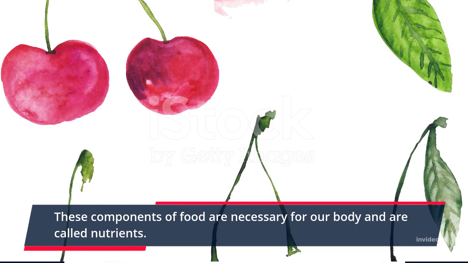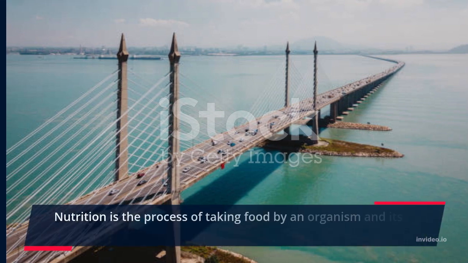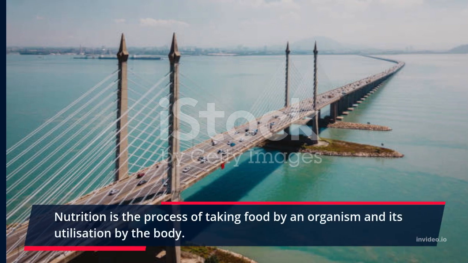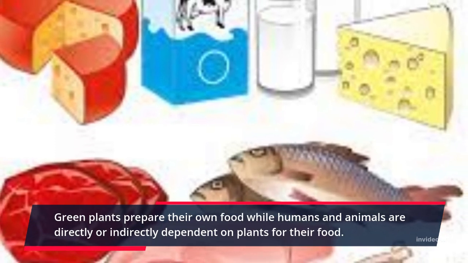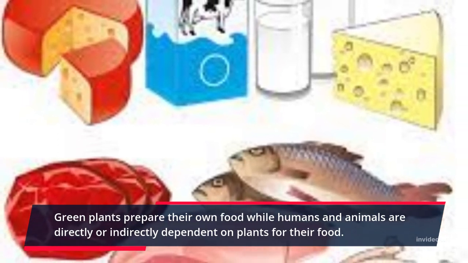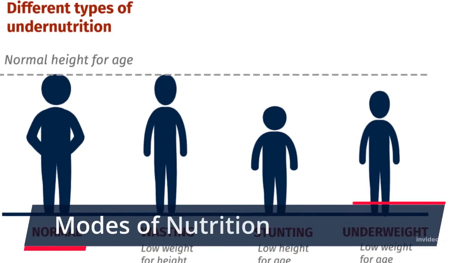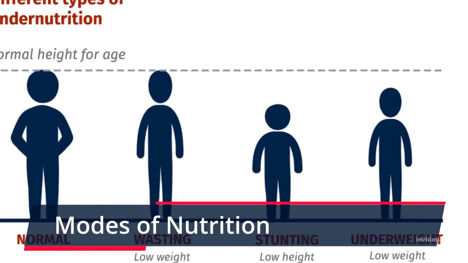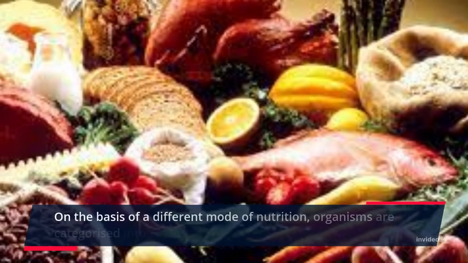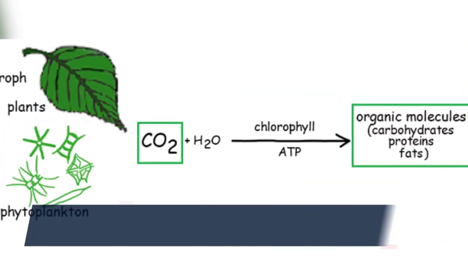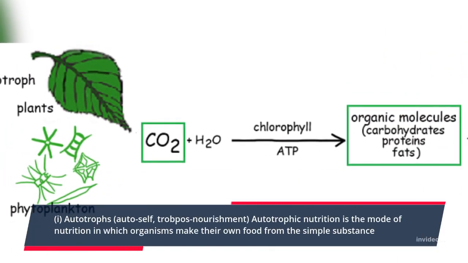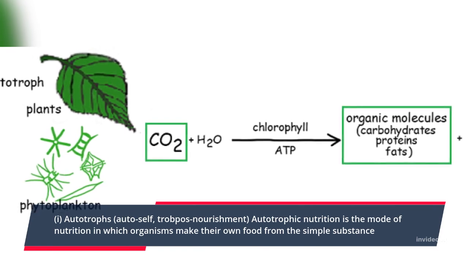Green plants prepare their own food, while humans and animals are directly or indirectly dependent on plants for their food. Modes of nutrition. On the basis of different modes of nutrition, organisms are categorized into two major types: autotrophs and heterotrophs. Autotrophic nutrition is the mode of nutrition in which organisms make their own food from simple substances. Therefore, plants are called autotrophs.